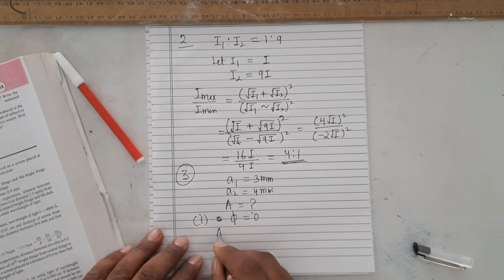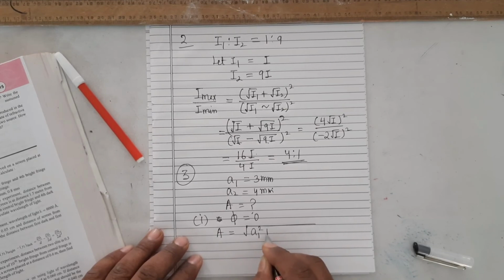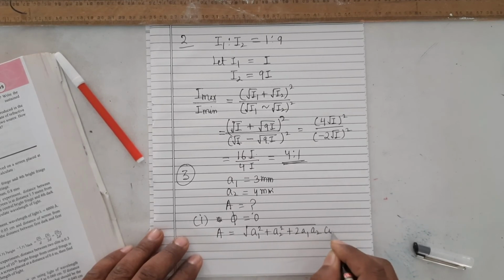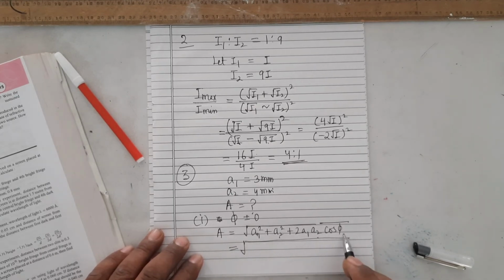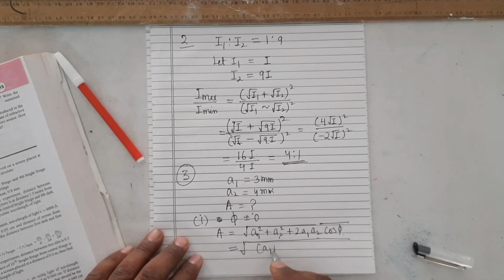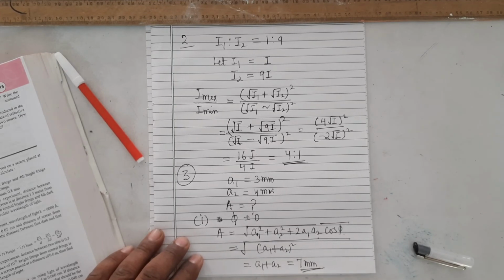So what is the formula of A? It is equal to root of A1 square plus A2 square plus 2A1 A2 cos phi. Now everyone can see, when phi is 0, what will this become? A1 square plus A2 square plus 2A1 A2, cos 0 degree is 1, means it will become A1 plus A2 whole square, that is A1 plus A2. A1 plus A2, that is 7 mm. It will become 7 mm.